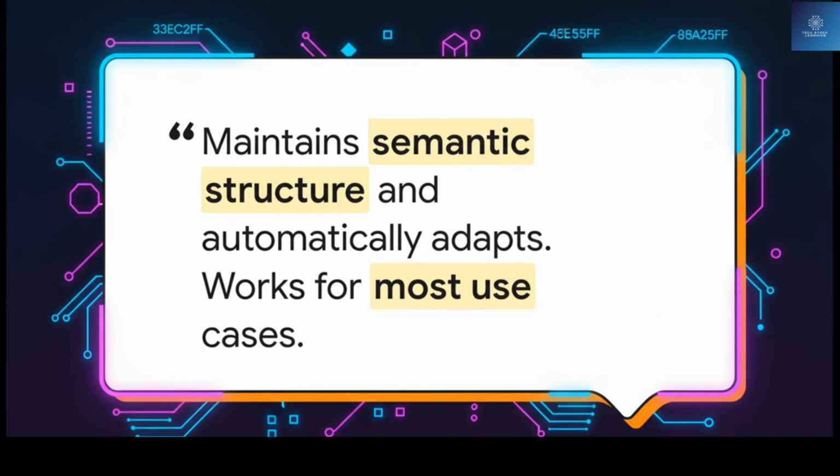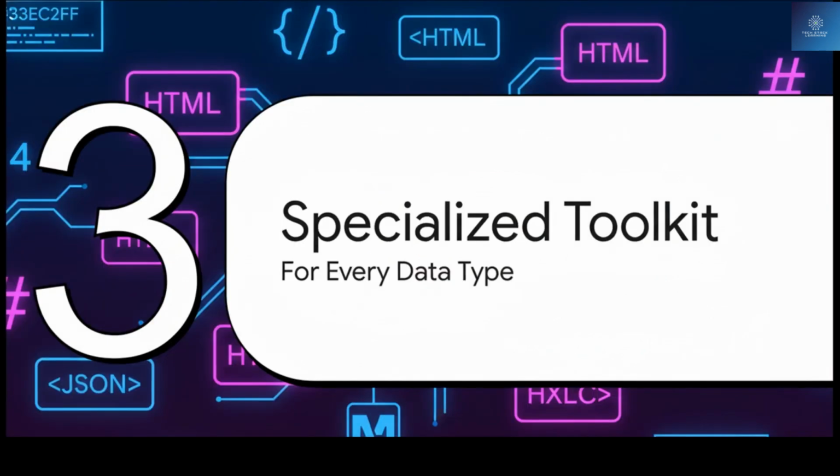So the bottom line is this. It just automatically adapts to whatever text you throw at it, doing its absolute best to preserve the original structure. For most things you're going to do, this is the perfect place to start. But not everything is a plain text file, right? What happens when you're dealing with something more specific, like code or a Markdown file? Well, for that, LangChain basically opens up an entire toolkit of specialized splitters.